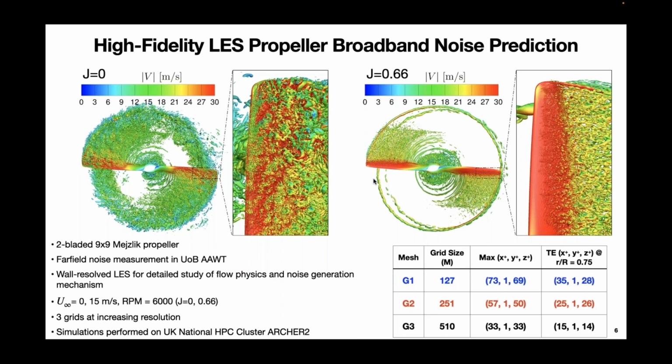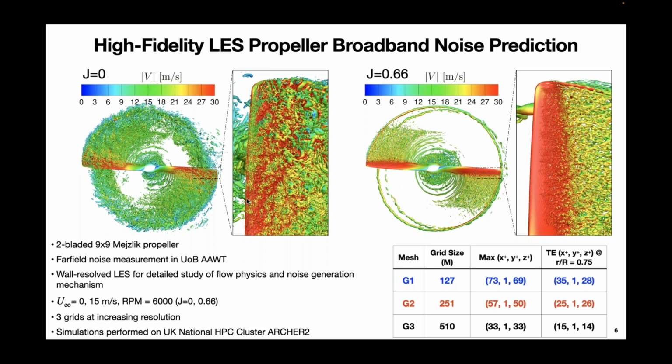We looked at two different operating conditions. The first one is the static or hover condition, at advance ratio equal to 0, and that's what you see on the left here. Here we're plotting the Q criterion isosurface colored by the velocity magnitude. The second flow condition is the forward flight case at 15 meters per second, and for both conditions, the RPM is set at 6,000.